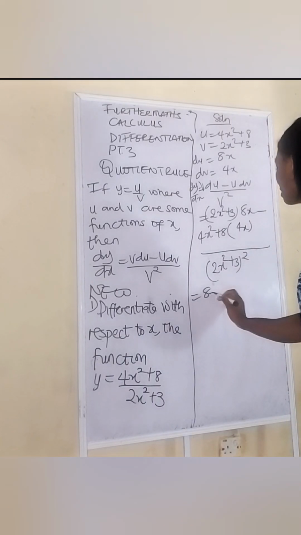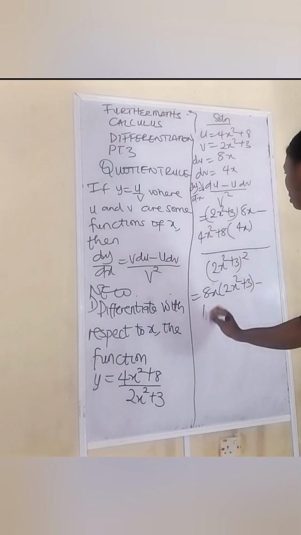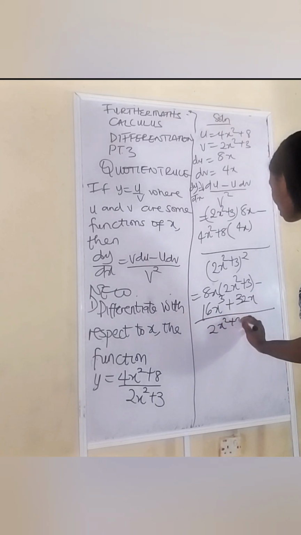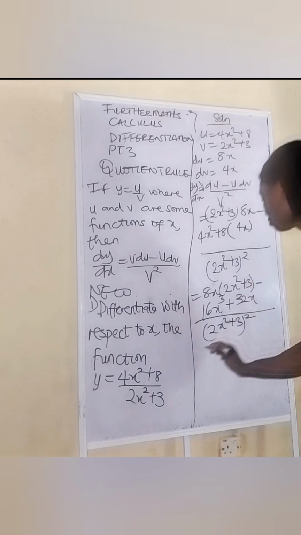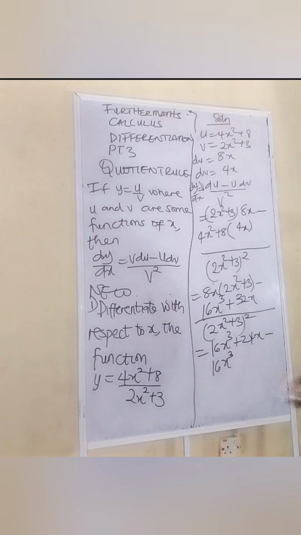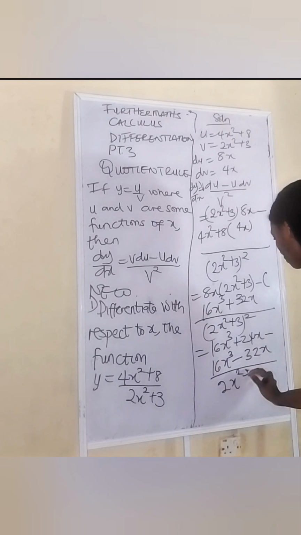So we have 8x times 2x squared plus 3 minus, so this 4x is going to multiply, so this is 16x cubed plus 32x over (2x squared plus 3) all squared. Now let's open the bracket again. So we have 16x cubed plus 24x minus 16x cubed. This minus is going to multiply, so that will be minus 32x, over (2x squared plus 3) all squared.